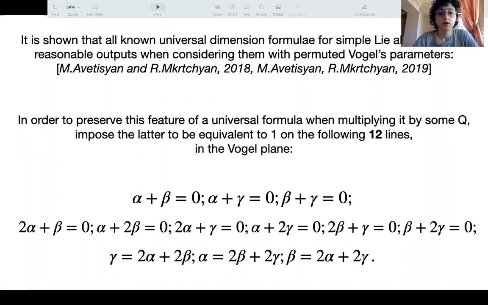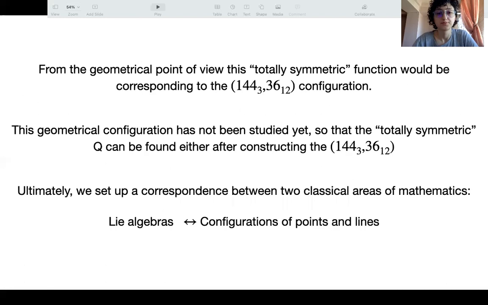And in order to preserve this feature of a universal formula when multiplying it by some Q, we impose the latter to be equivalent to 1 on the entire 12 lines in the Vogel's plane. The 12 lines are presented here and can be derived from one another with the permutations of the parameters. And from the geometrical point of view, this totally symmetric function would correspond to a configuration which has 144 points and 36 lines.